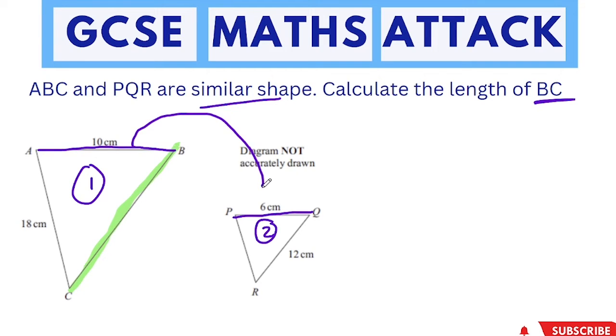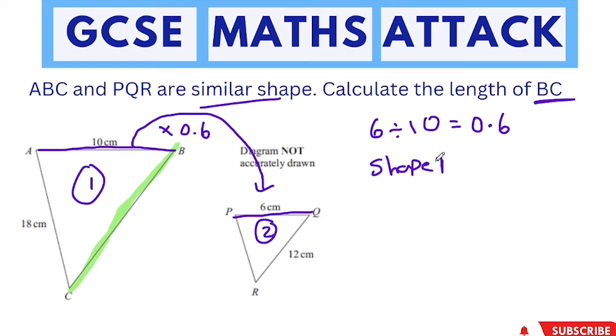So I need to work out what I did to go from shape 1 to shape 2 to get this 6 centimeters. Now I can do 6 divided by 10. If I do 6 divided by 10, that gives me 0.6. So I know that if I do 10 times 0.6, that will give me 6 centimeters. So to go from shape 1 to shape 2, I need to times by 0.6.